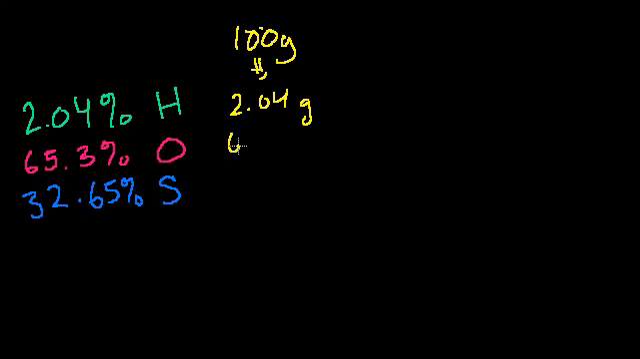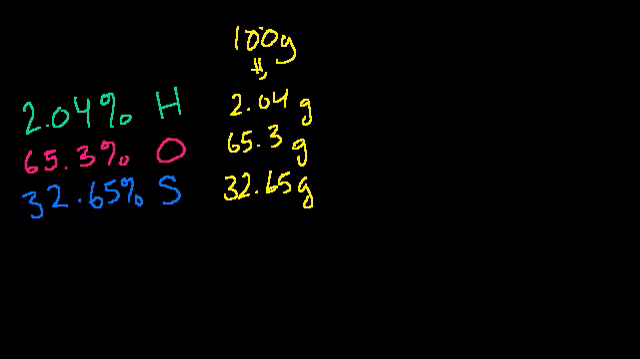65.3 grams of oxygen, and 32.65 grams of sulfur. Now what we need to do is figure out how many moles of hydrogen, how many moles of oxygen, and how many moles of sulfur. Then we can compare the ratios, and we should be able to know the empirical formula.